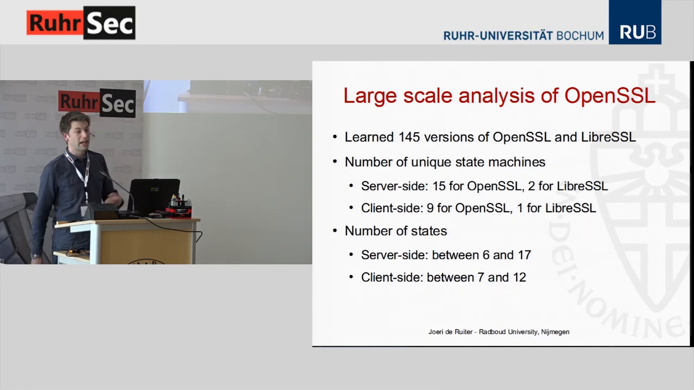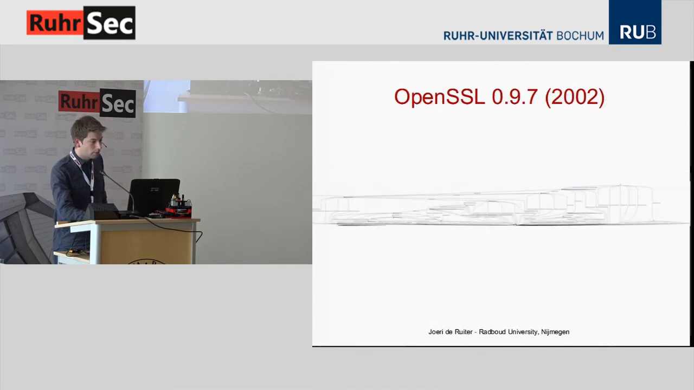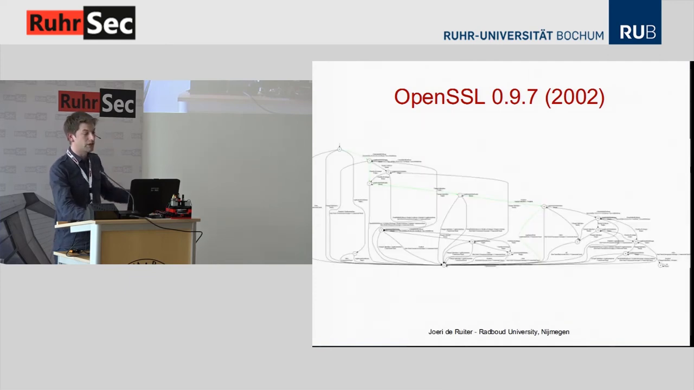Later, we also did an analysis of 14 years of state machines of OpenSSL and LibreSSL. I looked at almost 150 versions of OpenSSL. I didn't do this manually; I wrote some scripts to do this. Then I could actually see that for OpenSSL, there were 15 different state machines, and they reached between 17 states and 6 states. On the client side, it was also quite varied. This is the earliest version that I looked at. It looks pretty horrible, and there are way too many states. Even if you clean it up, you have way more states than you would expect.